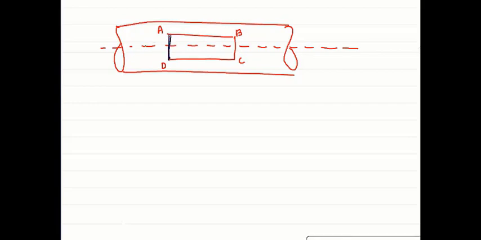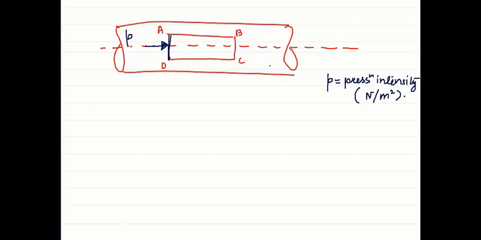On this face AD, the pressure forces will be acting with a pressure intensity of P. P is the pressure intensity, and we know the unit of pressure intensity is Newton per meter square. On the face AD, pressure P will be acting, and let the fluid element have a length of delta x. Now on this face, what will be the pressure acting?